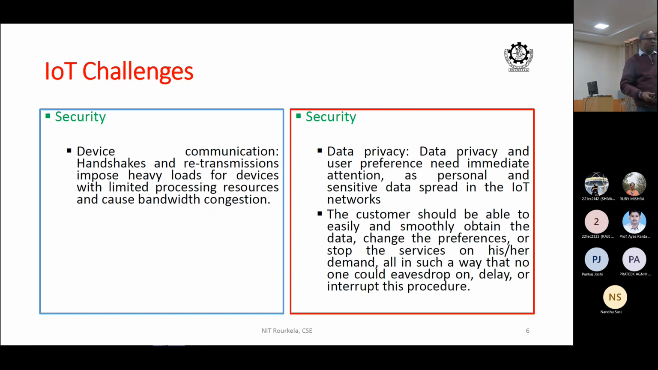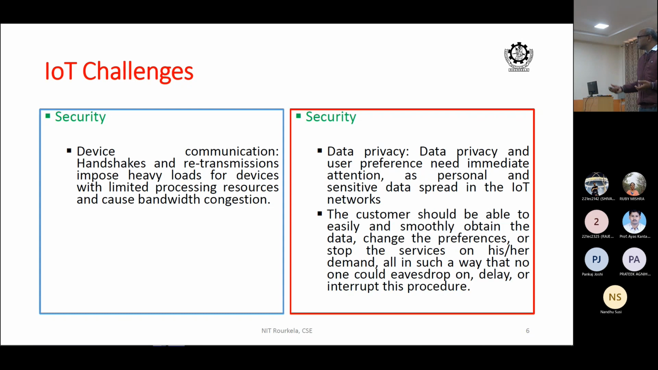Then if you look at the communication between the devices, you need communication protocols. If you are using a TCP-like secure communication protocol, again it requires enough resources, and we have devices which are basically resource constrained. Now, if there is a resource constrained device, you cannot use a communication protocol which is going to consume a lot of resources. Basically, we are talking about computational resources in these resource constrained devices.